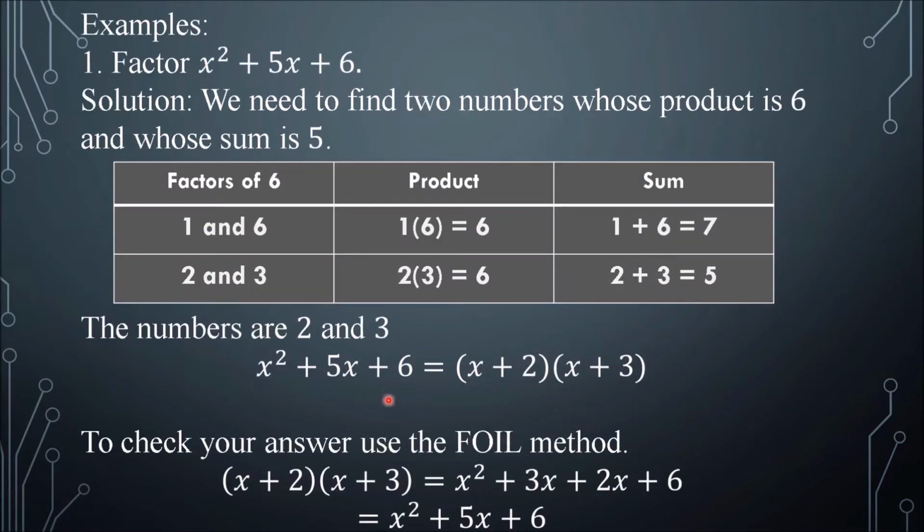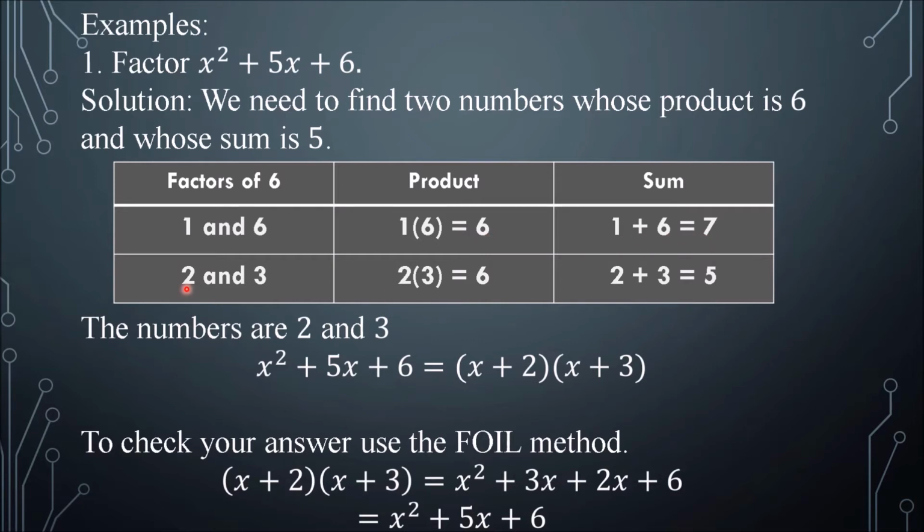Okay, now let's have examples. Number 1, factor x squared plus 5x plus 6. So first, we need to find two numbers whose product is 6 and whose sum is 5. So we need to think of two numbers whose product is 6. Now let's have factors of 6. Factors of 6 are 1 and 6 and 2 and 3. So let's start with 1 and 6. The product, 1 times 6, of course, is 6. The sum, 1 plus 6, is 7.